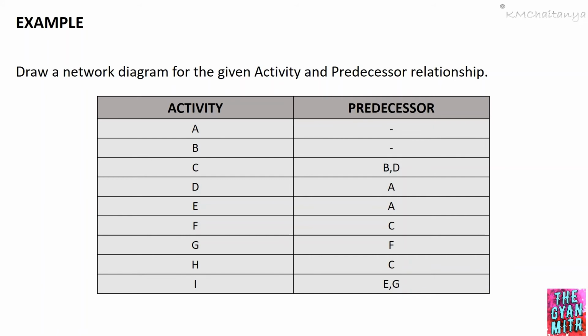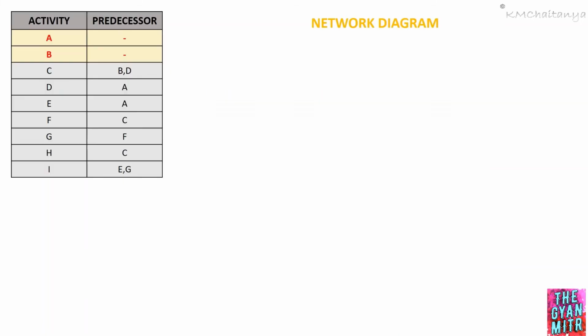Now let's look into one more example on how to draw a network diagram for the given activity predecessor relationship. As usual, according to the rule, for any given network, we have to start with one single initial event. Now from the table, we can see activity A and activity B do not have any predecessor. That means these two are parallel activities and they are the one which are going to start first.